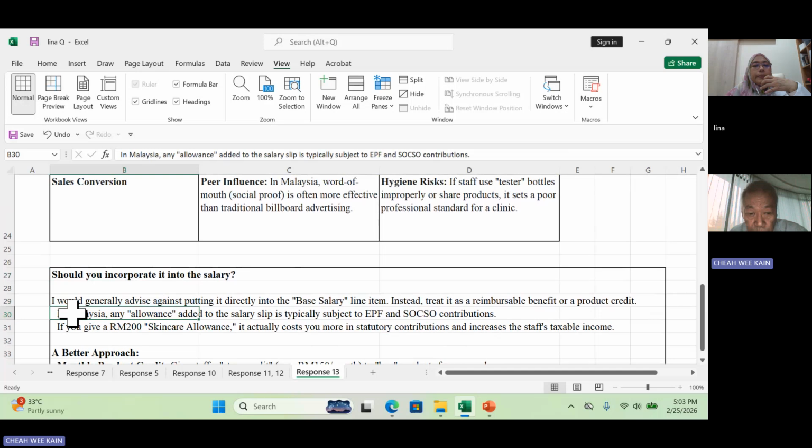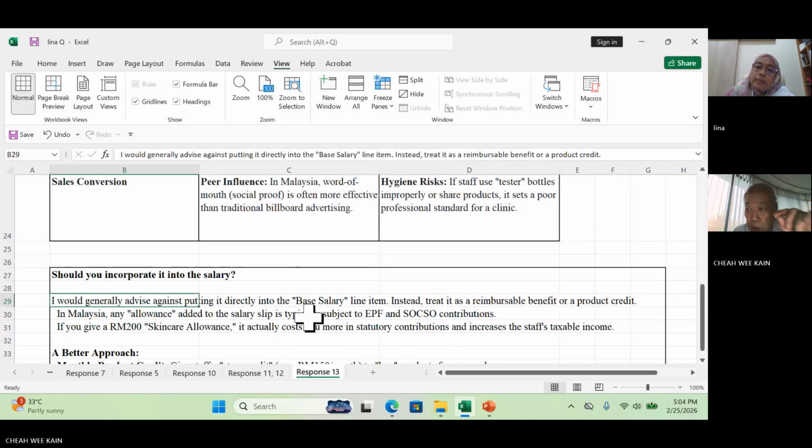In Malaysia, any allowance added is not typically subject to EPF and SOCSO. So if you have an allowance, for example a transportation allowance, a meal allowance, a shoes allowance, a uniform allowance, you don't have to consider EPF and SOCSO for them. But any other allowance, don't put under the base salary line. In your EF form, you must not put this inside the salary line. I think you know what the EF form is. Be careful, don't simply put extra things. Even the allowance you cannot put.